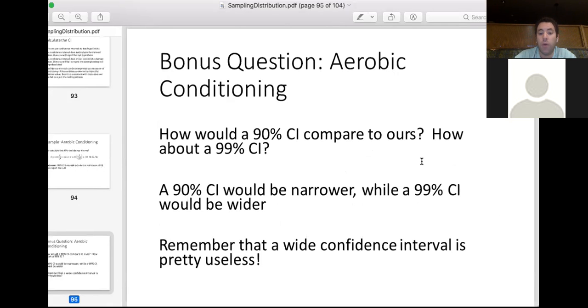We can also look, however, at a 90% confidence interval and a 99% confidence interval and see how those compare to our 95% confidence interval. Remember, a 90% confidence interval will be narrower, while a 99% confidence interval will be wider. So if we're actually looking at a 99% confidence interval, that might encompass that 69 value, and we might have had to come to a different conclusion if that was the case.